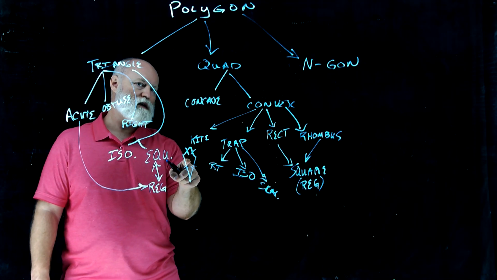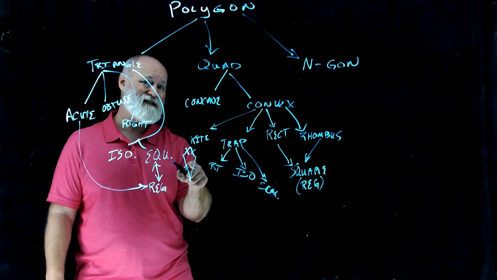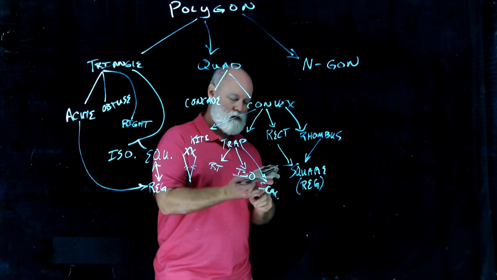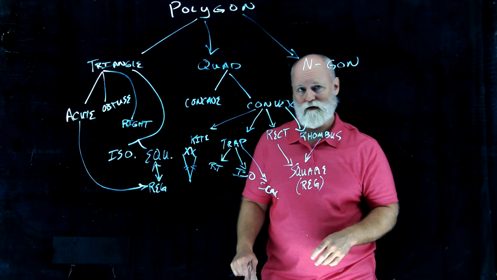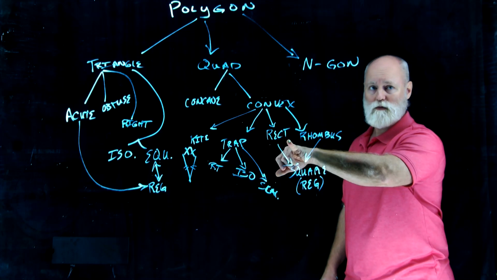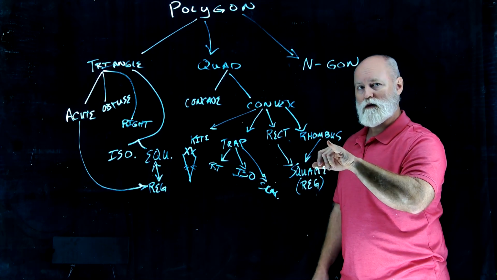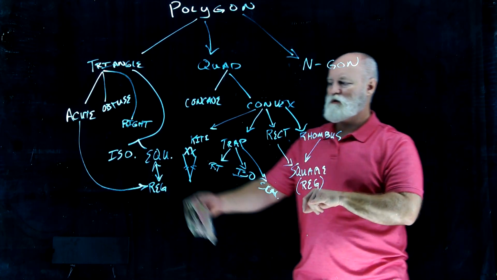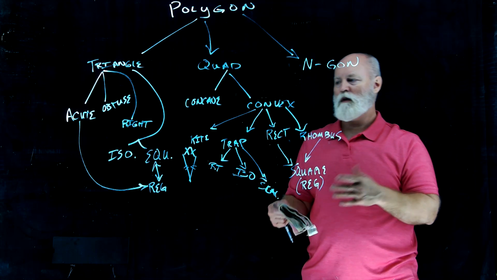Traditionally, though, when we say kite, we're referring to two sets of consecutive congruent sides, as opposed to a rectangle, where opposite sides would be congruent. In a rhombus, all four sides are congruent. So there's the distinction there. Okay.